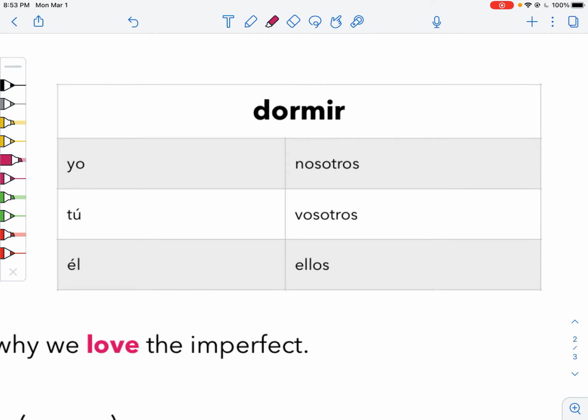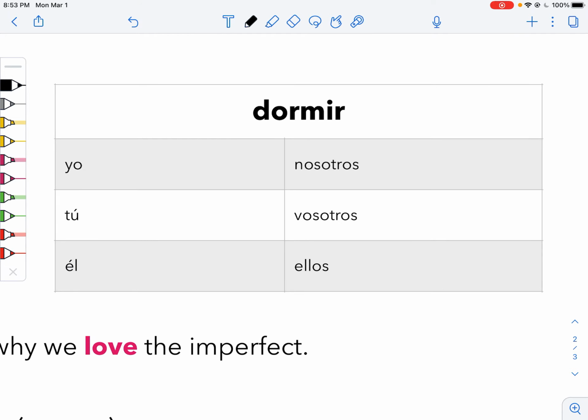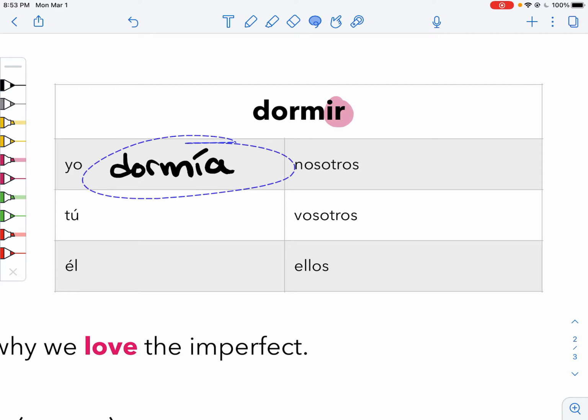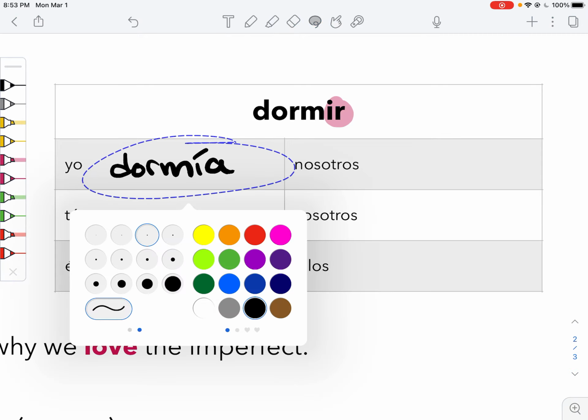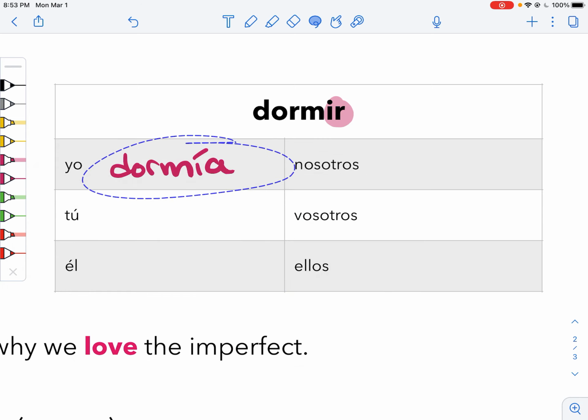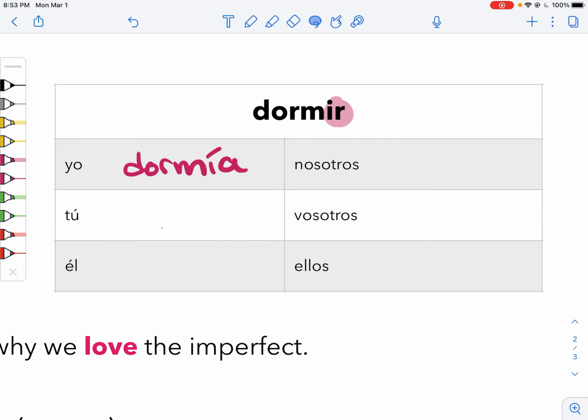Same rule applies with dormir. We have yo dorm, drop the IR, replace it with ía, and then make it pink. Because everything we do in the imperfect is pink because we love the imperfect. Anyway, you used to sleep. Oh yeah, to sleep.